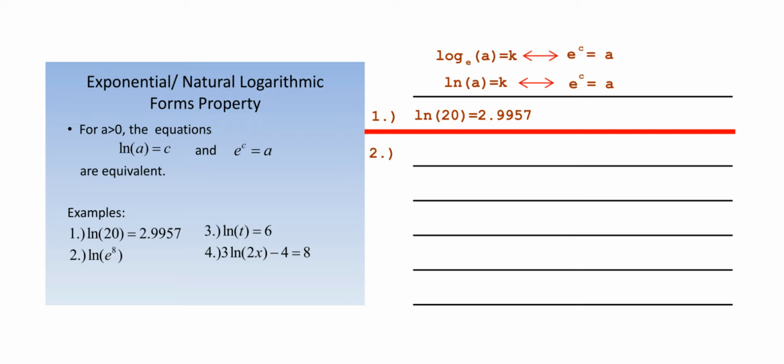Let's go for the next one. That was fairly easy, right? Calculator work. ln of e to the power of 8. Once again, note, ln is the same base as e, right? So they're equal and opposite. Quick way to think about it, they cancel out, we're done. We get an 8. Pretty straightforward, right?